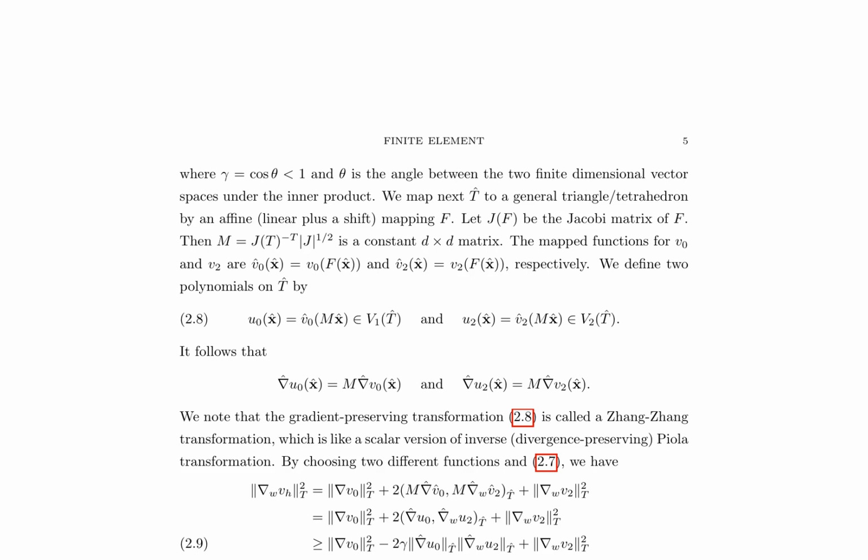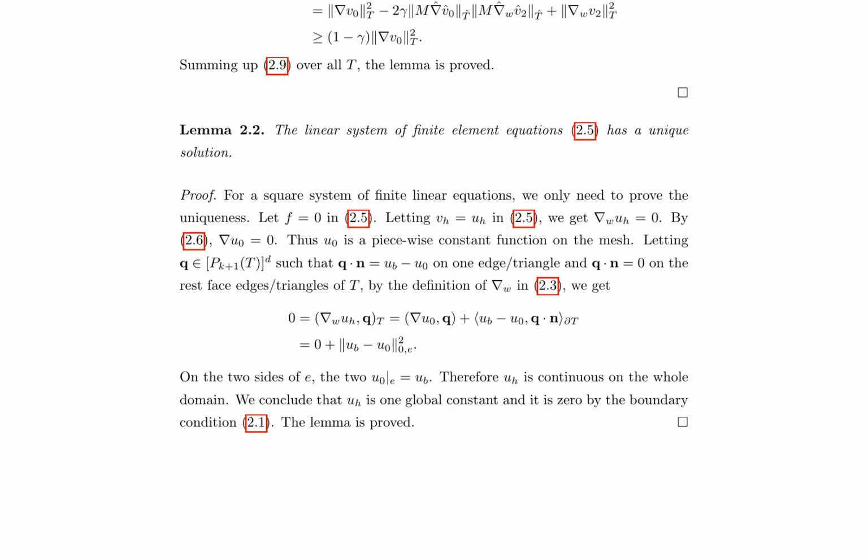Specifically, it is shown that the norm of nabla WVH on T squared is greater than or equal to 1 minus gamma, times the norm of nabla V0 on T squared, where gamma is a constant less than 1, dependent on the angle between the two finite-dimensional vector spaces. This inequality is then used to prove Lemma 2.1, which establishes a lower bound on the norm of the gradient of WVH. The proof involves summing the inequality over all elements T, thereby demonstrating the lemma.